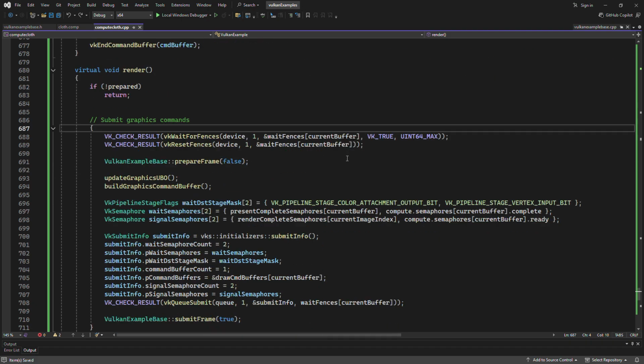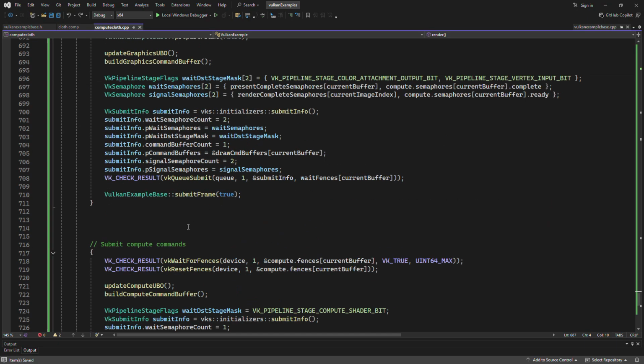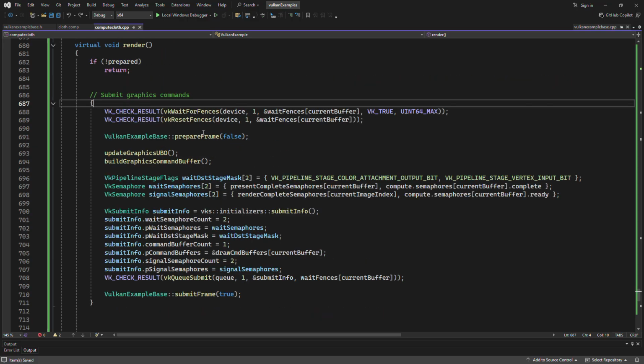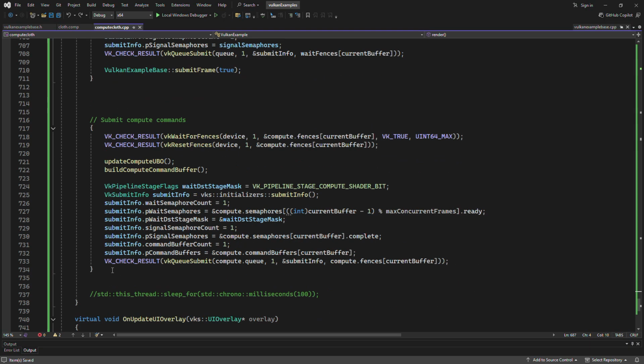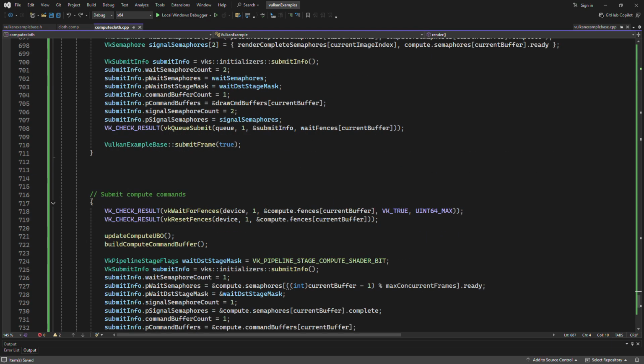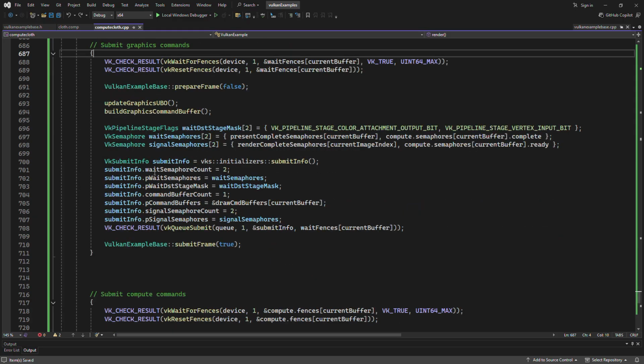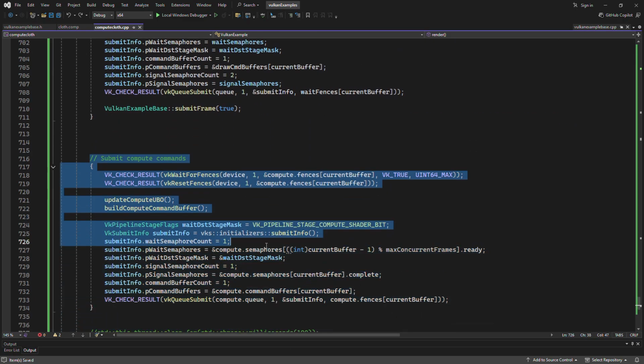So maybe my initial logic is right. The thing about it is that you don't want to submit graphics work before compute work, right? So when you call render, you want the compute stuff to run before. Yeah, I'll have to investigate this thing. But okay, so when we run the render, we have to make sure that compute stuff happens before.